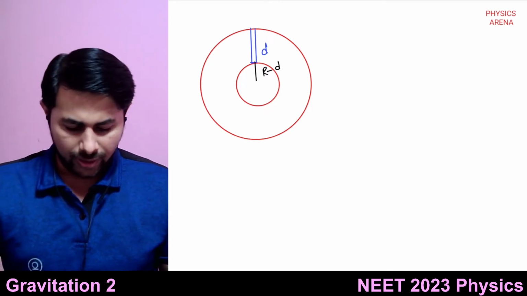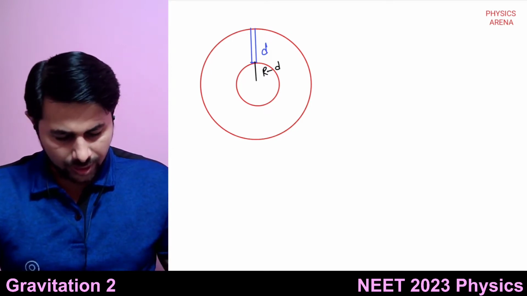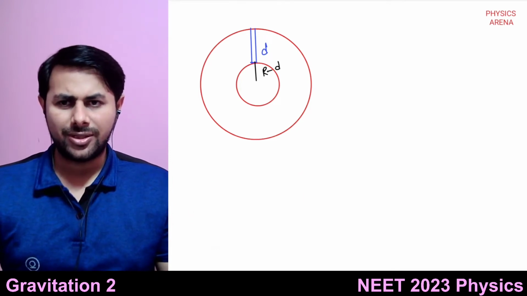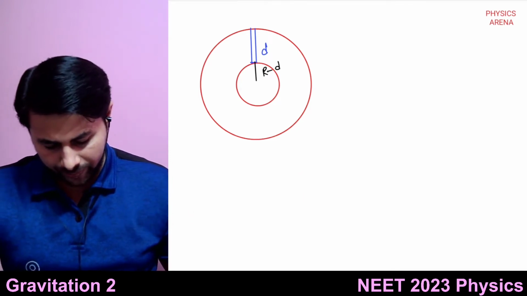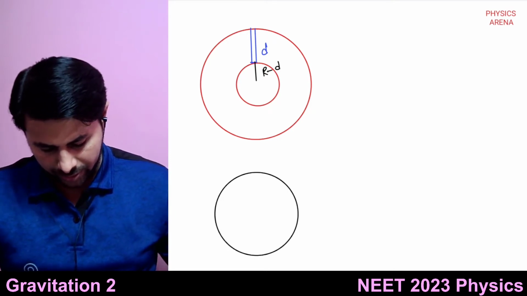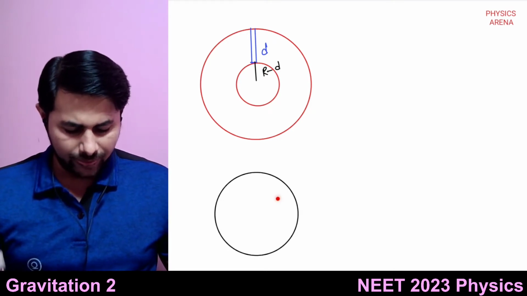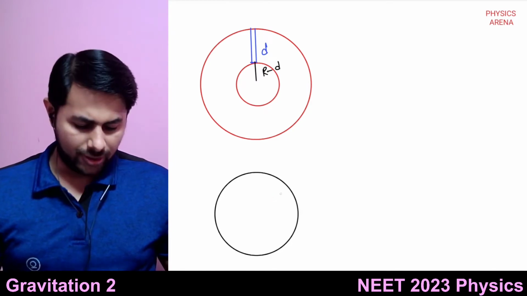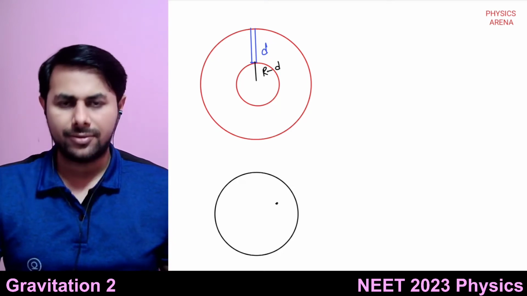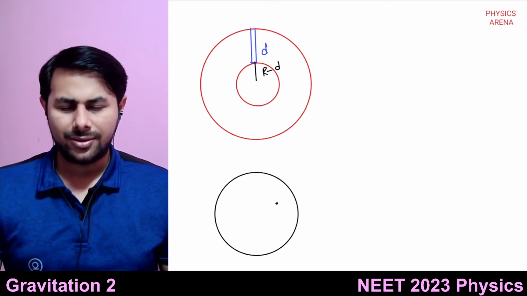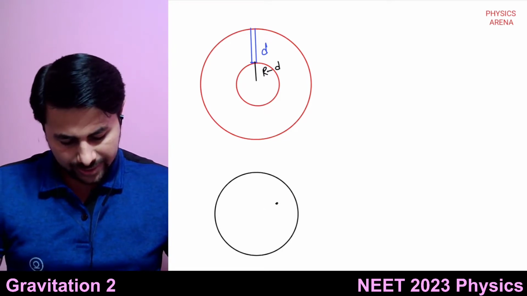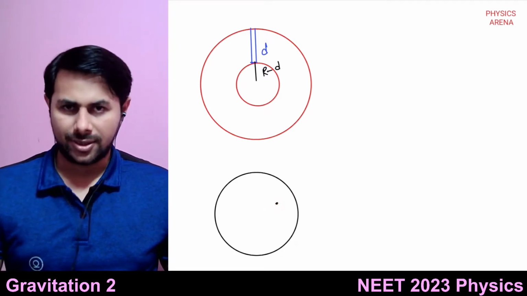See, if we have a spherical shell, so we studied about this yesterday. If we have a spherical shell, what is the value of acceleration due to gravity, or the gravitational force, inside that spherical shell? Zero, right? So inside the spherical shell, the acceleration due to gravity is zero.